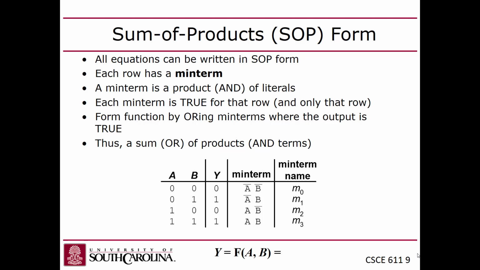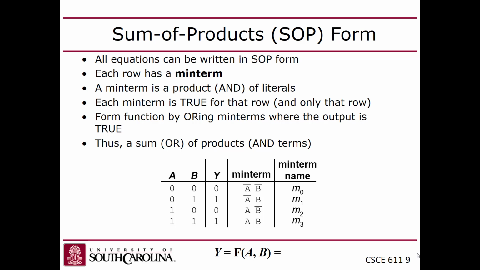So in this case, I have 2 inputs and 1 output. I can build the sum of products by looking at the rows where my output is 1, and then build my minterm by looking at the values that produce that 1. Because A is 0 and B is 1, it's not A and B. And in this case it's A and B. So I've got two minterms there.